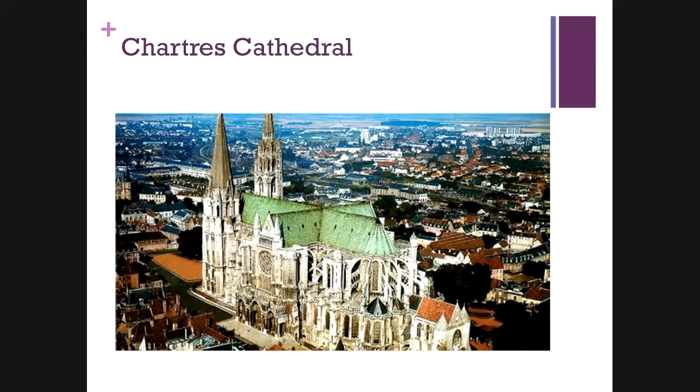Here's Chartres Cathedral. This is about 2 hours by train outside of Paris. Gorgeous, gorgeous stained glass in this. I was fortunate to live in France for a year, and then I've been back a couple times, so I've seen Chartres a couple times. It's got these flying buttresses on it.